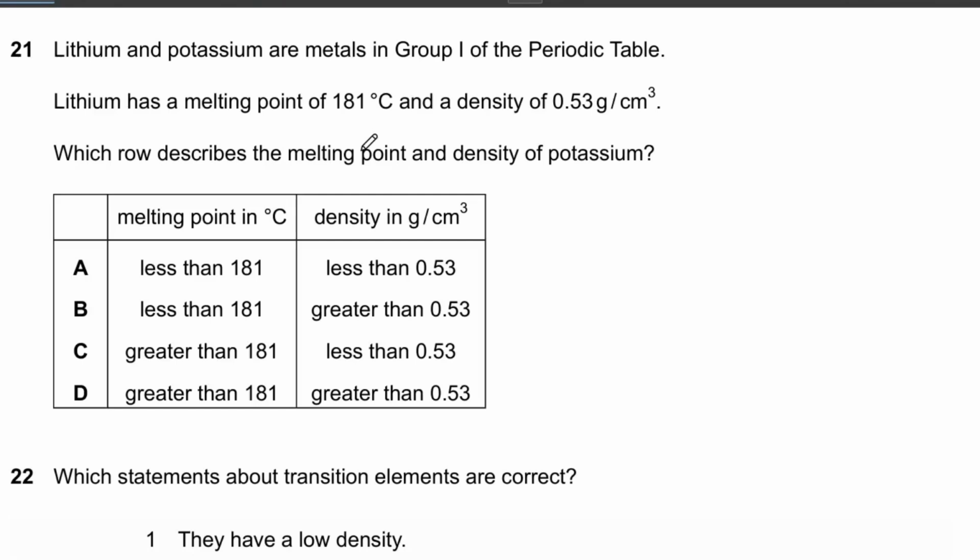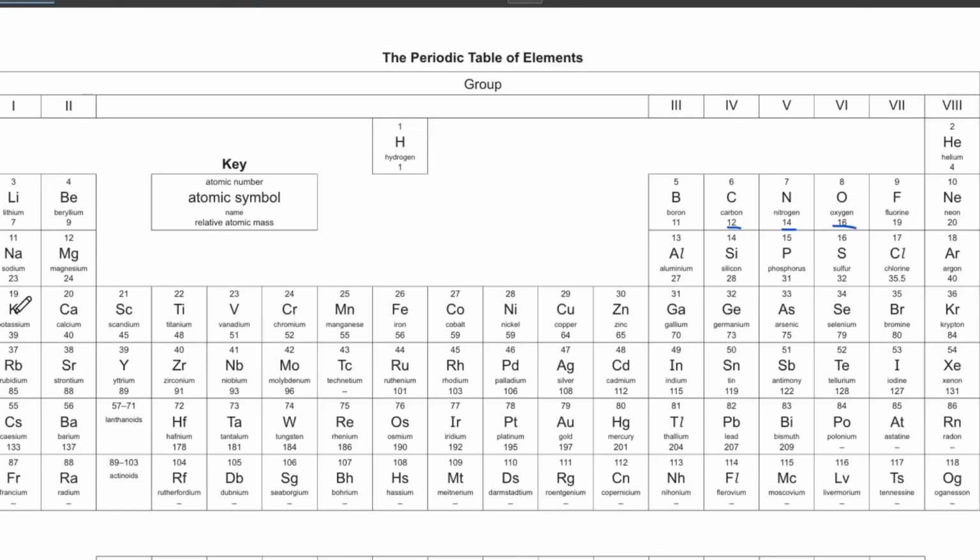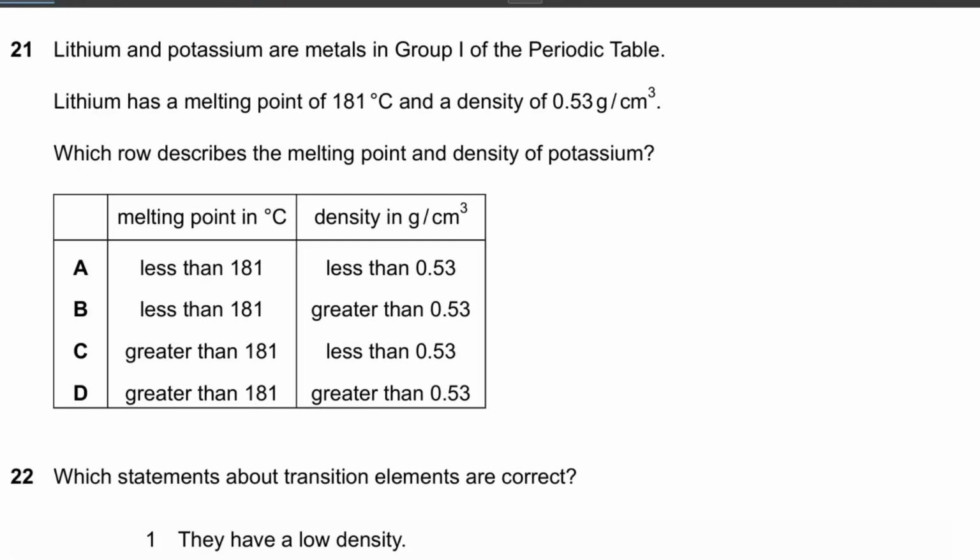Now, potassium and lithium are in the same group, which is group 1. And in group 1, melting point decreases as you go down the group, and density increases as you go down the group. From our periodic table, this is group 1. You can see that lithium is above potassium, so the melting point of potassium is going to be less than 181 degrees Celsius, and the density is going to be greater than 0.53. Which means that our answer is option B, less than 181 and greater than 0.53.